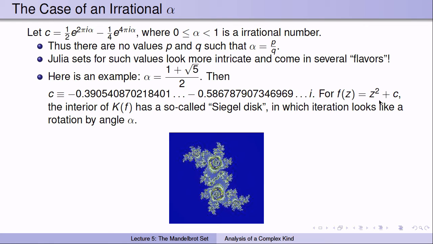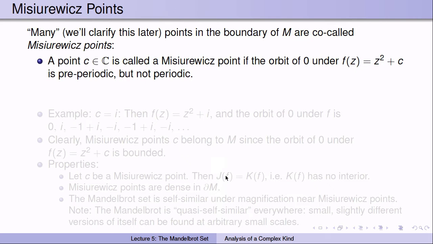And for the corresponding f(z) = z² + c, the interior of K has a so-called Siegel disk, in which iteration looks like a rotation by angle alpha. The filled Julia set has these little disks. My picture is not entirely accurate, but you can see that there are rotations going on here. So under iteration, the iterates move along circles right there.